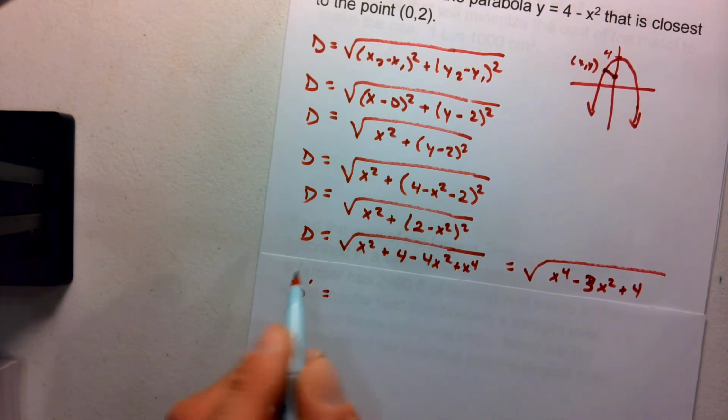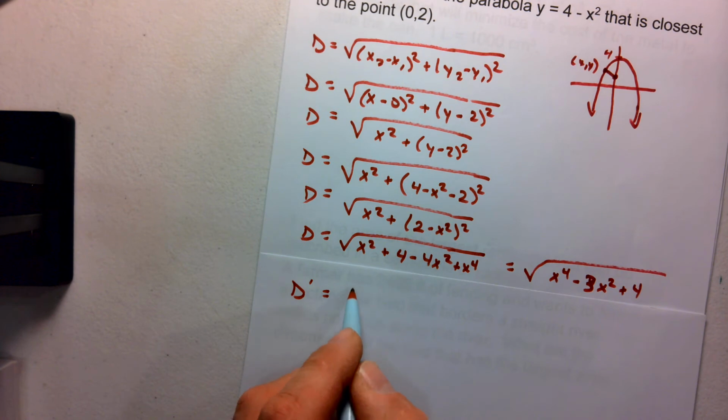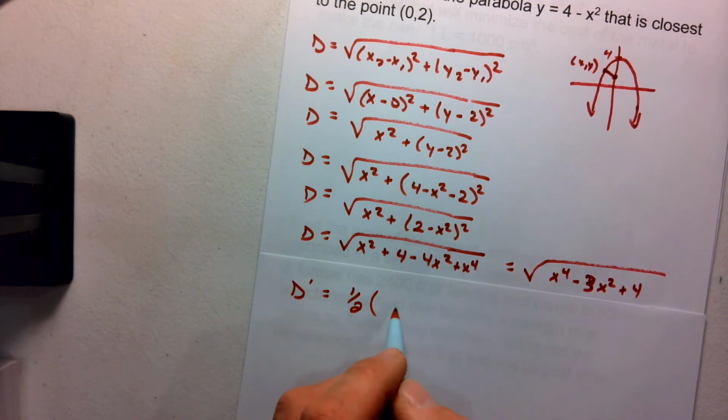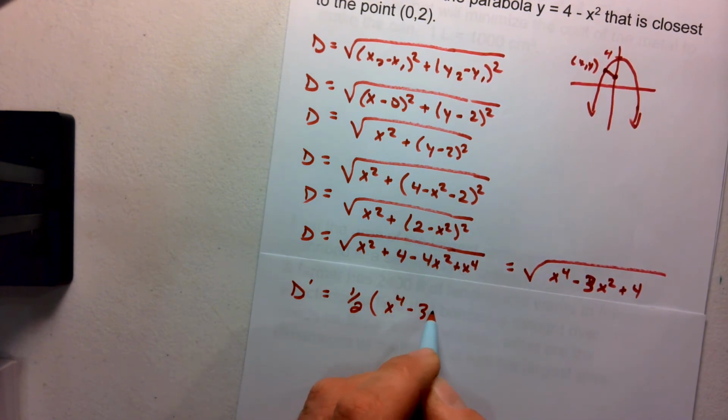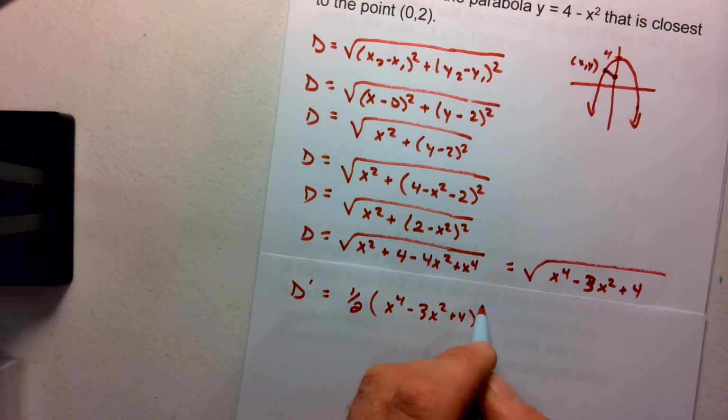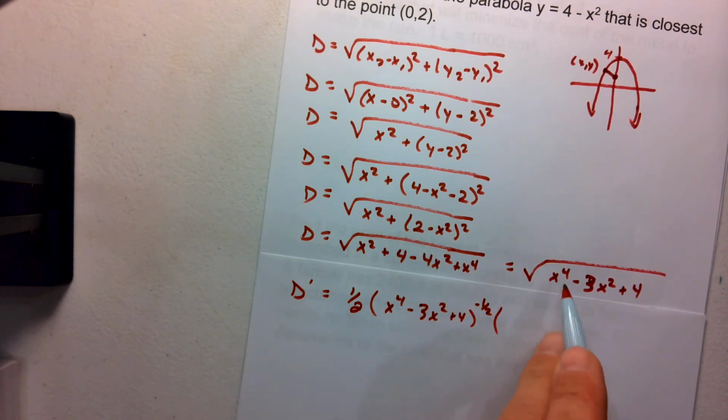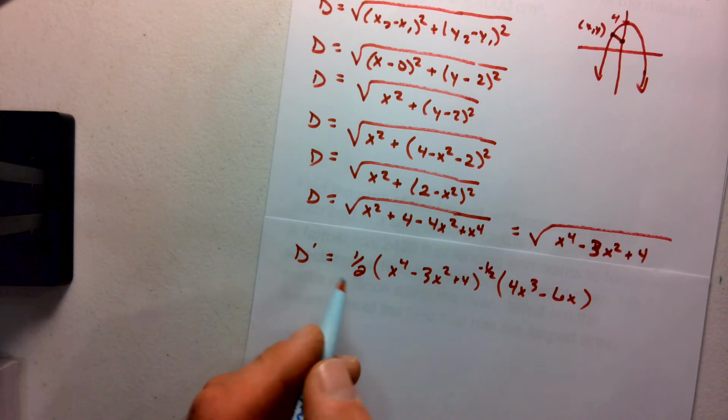Now I'm ready to go ahead and find my derivative. So d prime. I have a chain rule, so I'm going to have 1/2. Inside stays the same, (x to the 4th minus 3x squared plus 4) to the negative 1/2, and then multiplied by the derivative of the inside. So 4x to the 3rd minus 6x.